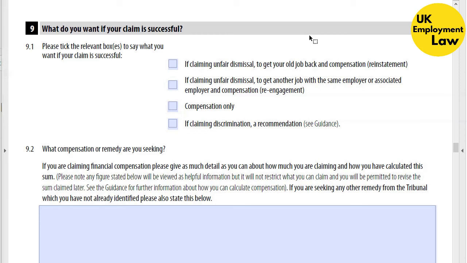Section 9.1. In section 9.1, there are 4 boxes. Tick the box that is relevant. However, please note that the tribunal does not have power to force your employer to give your job back. You can say here that you want to get your old job back or to get another job. This is something that your employer might consider, but the tribunal cannot force your employer to give your old job back. The tribunal can only award compensation for your losses. You may seek compensation only and may also tick a recommendation box. The tribunal may recommend your ex-employer to retrain staff, for example.